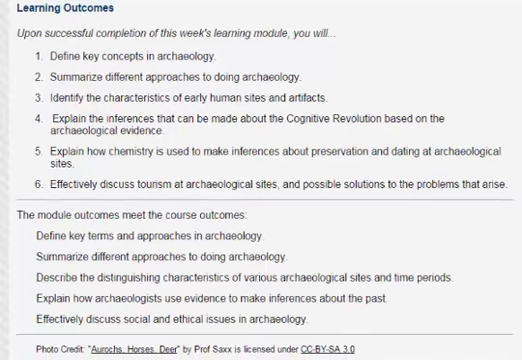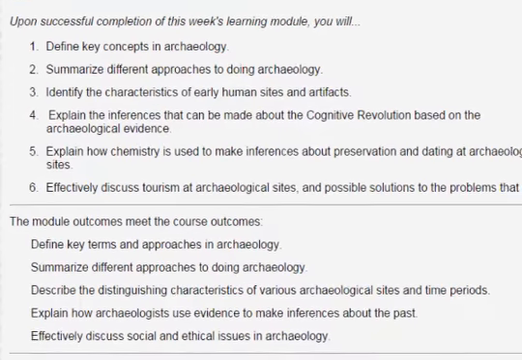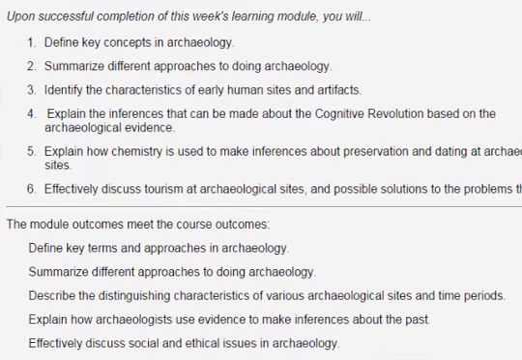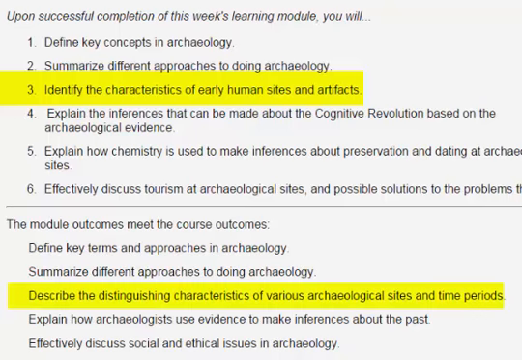First, I'll explain how the module outcomes reflect the course outcomes. The outcomes are important for understanding the resources and assessments I have chosen for the module. Module Outcome 1 is about defining key concepts in archaeology, which ties in directly with the first course outcome. The second module outcome involves summarizing different approaches in archaeology, which is also identical to the second course outcome. Outcome 3 involves identifying characteristics of early human sites, which relates to the course outcome of describing characteristics of various archaeological sites and time periods.